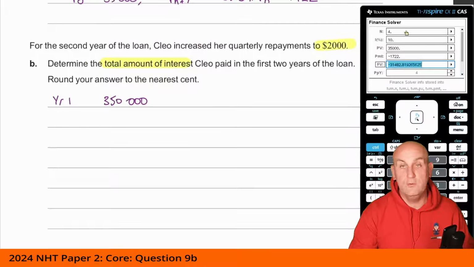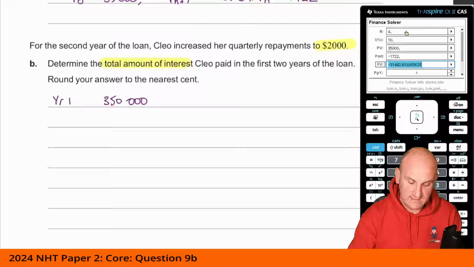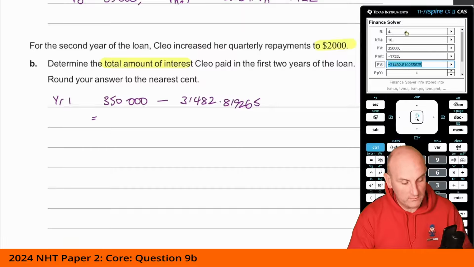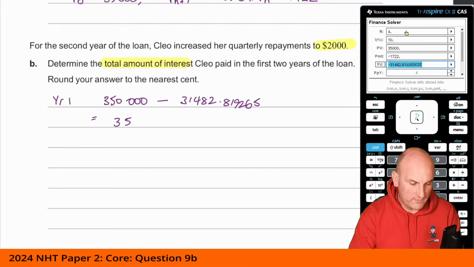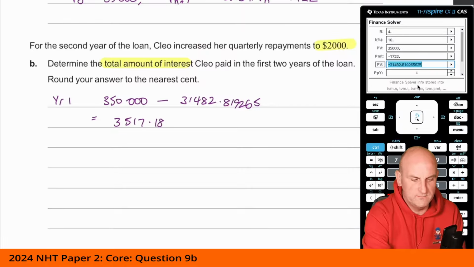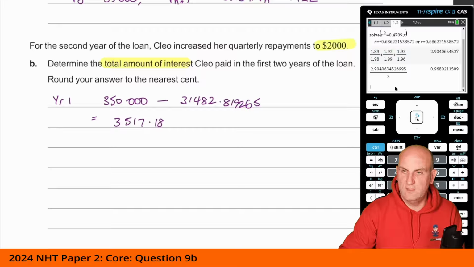So we now know, having done that correctly, that at the end of that year, she still owes 31482.819265. Right? So if I subtract those, that's going to tell me how much she's actually paid off the loan. Now I do that, and I get $3,517.18.